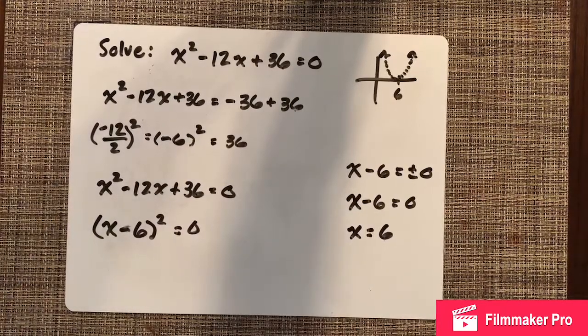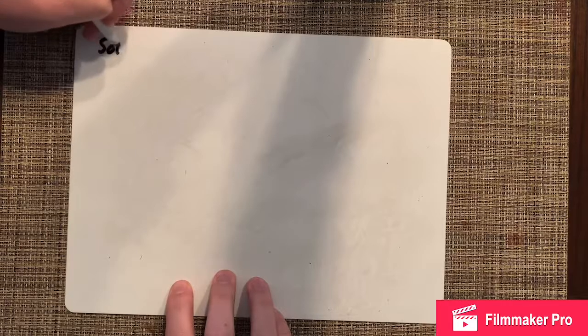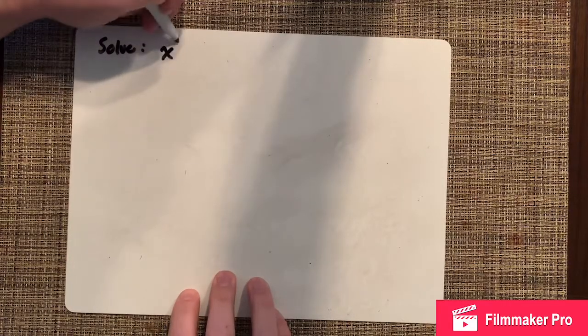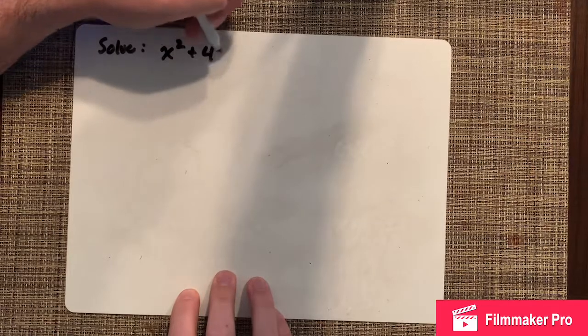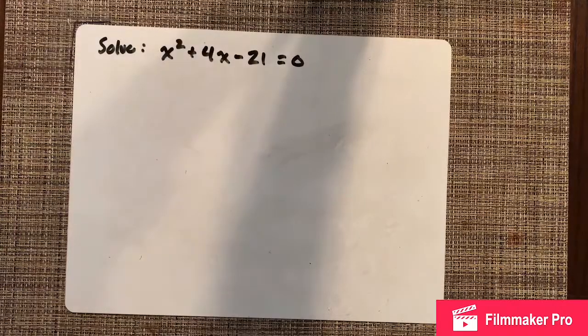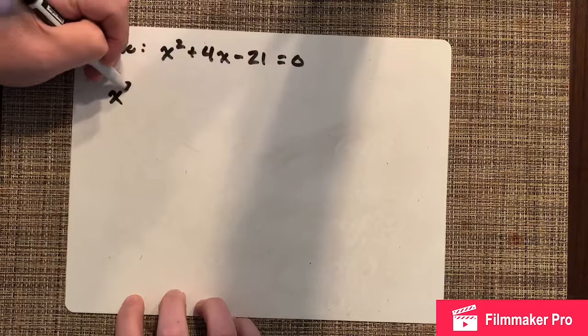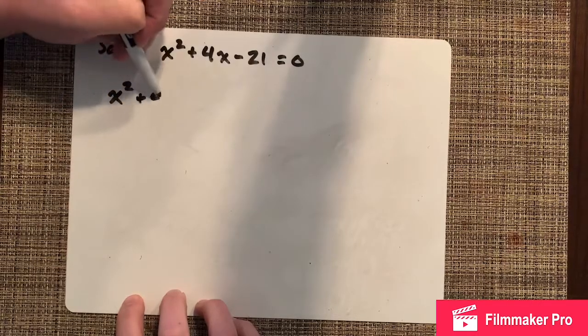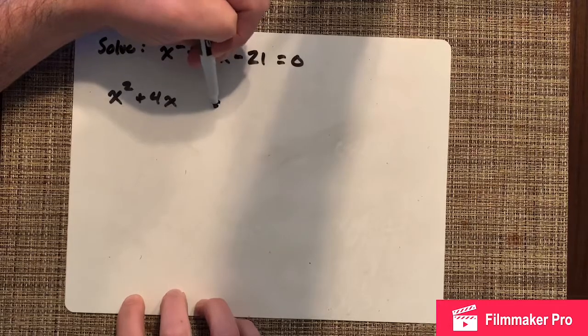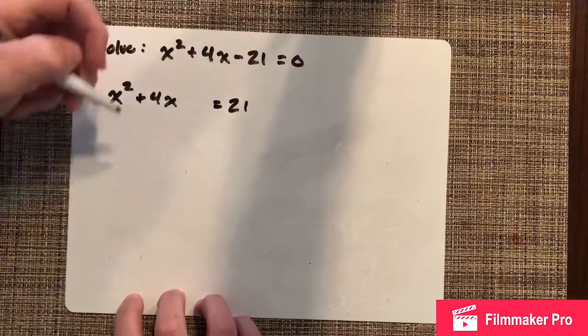let's go ahead and do another one. And let's keep it fairly simple this time. Let's do solve. And let's do x squared plus 4x minus 21 equals 0. All right, so I'm going to go ahead and move the 21 over. X squared plus 4x. Leave room for my k value there. Equals positive 21.